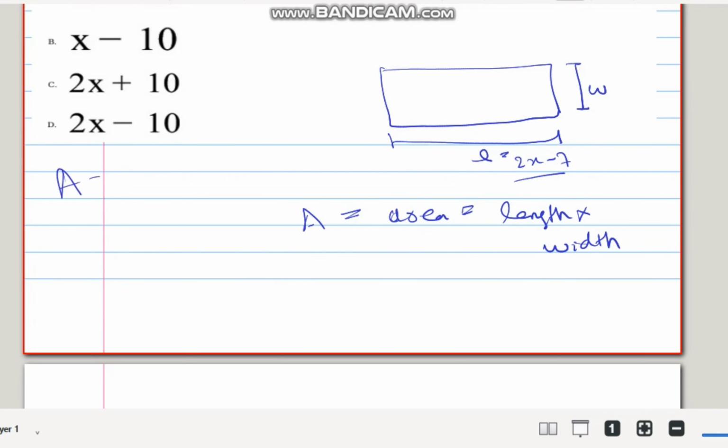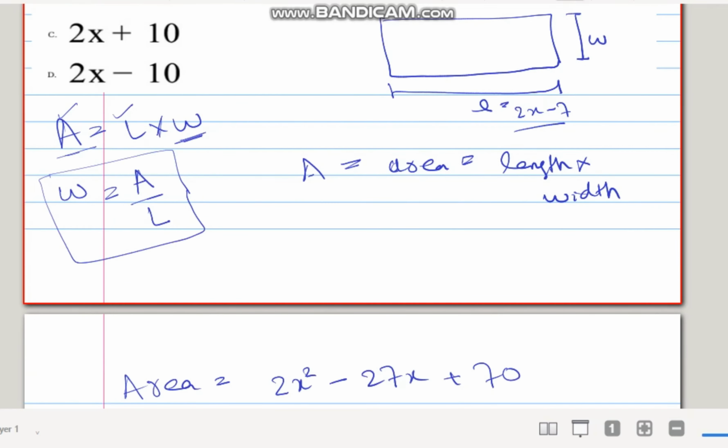So let me write here, A is equal to L cross W. And if we want to find W, what will we do? Hadia, can you tell us? If we want to find the width, then we will divide by L on both sides. A is equal to L cross W, and let me divide by L on both sides. L will be cancelled out, and on this side just W will be left.